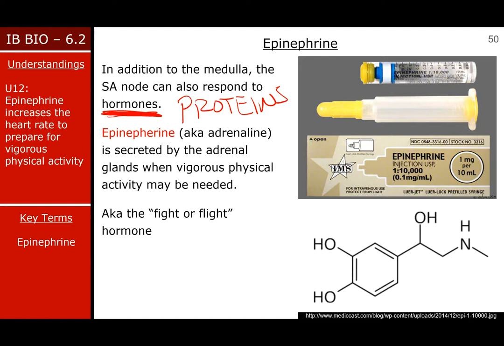Now, remember, that is a signal that is not sent by the brain. This is a chemical messenger that's being sent by your body to change heart rate in response to maintain homeostasis when you need higher oxygen concentration in your muscles.